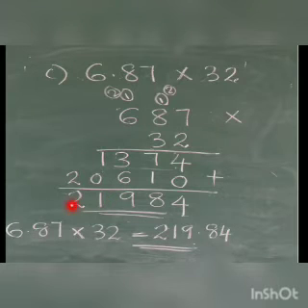So what did you get? 21,984 is the product. Now in the question you have only one decimal number, isn't it? 6.87. So how many places are there after the decimal point? You have 2 places. So starting from the unit place, counting 2 places, where does the point come? Before 8. So 6.87 into 32 is 219.84. So after multiplying, don't forget to insert the point.